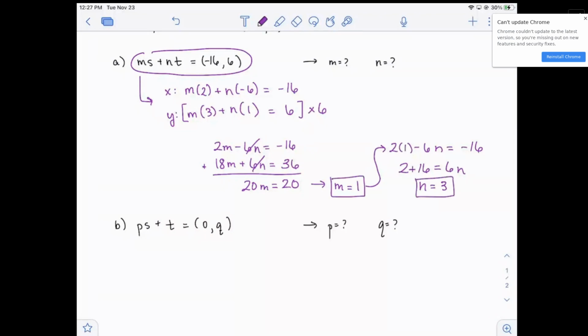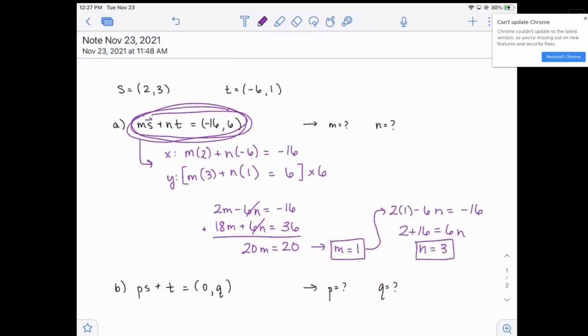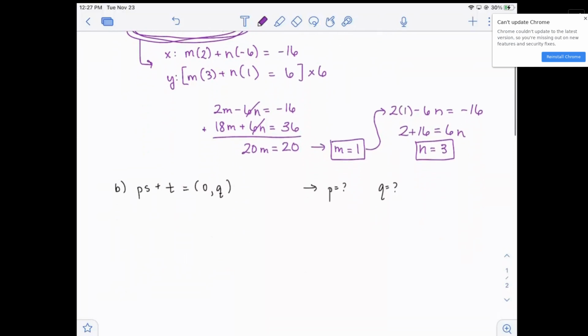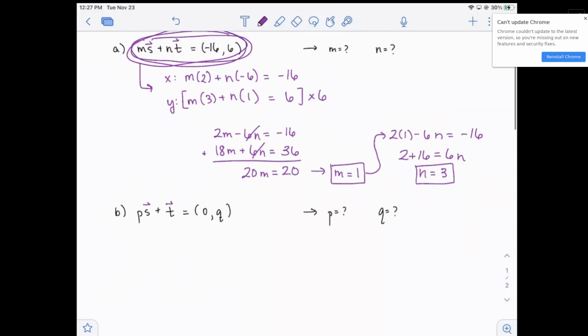So that's how you would solve for both of those constants using a system of equations: one equation in the x, one equation in the y. This looks like one equation, but since s and t are vectors, you actually have two equations hidden inside there. And then for b, this works the same way. s and t are still vectors, so we are going to have two versions of the equation. We're going to have an x equation and we're going to have a y equation.